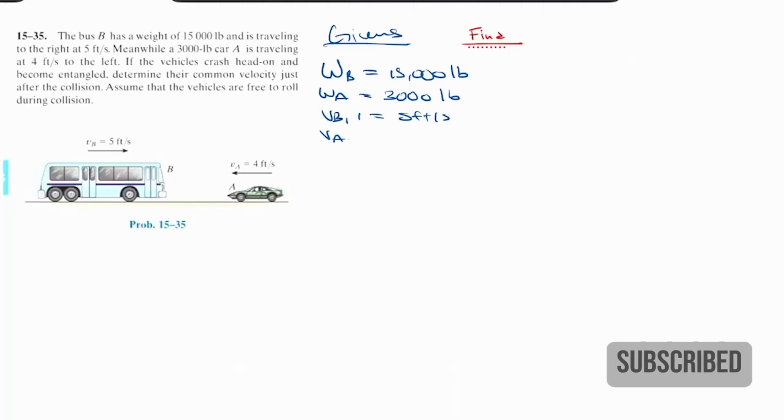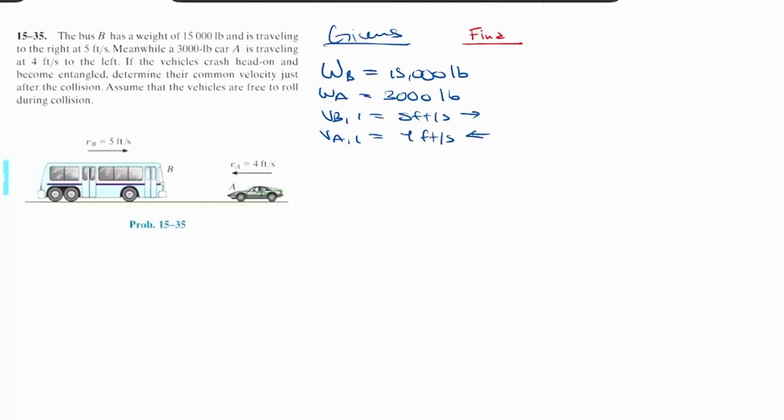The velocity of the car at 1 is 4 feet per second to the left, or -4, right? We can write that. And they become entangled, meaning that they're going to be grouped together at the end. So once again, if we draw our diagram, are we looking for V2? We have the bus right here.